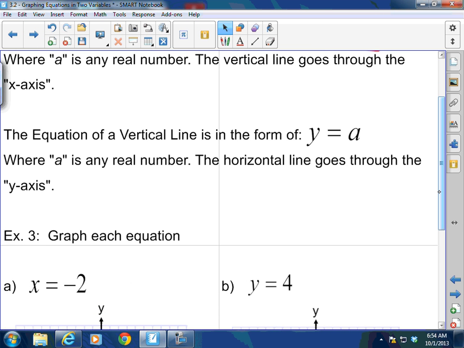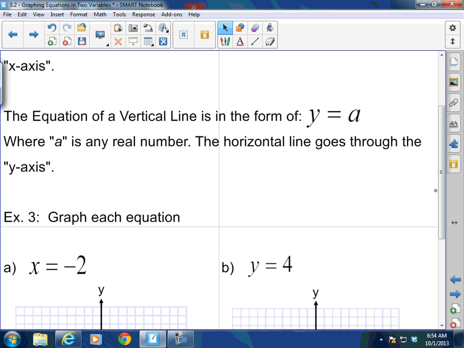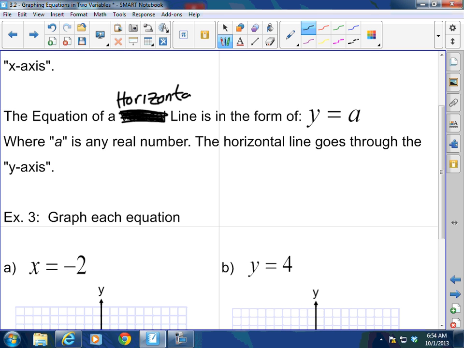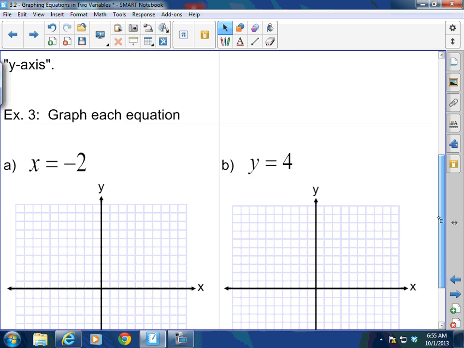The equation of a horizontal line here, this is wrong, this is a typo. The equation of a horizontal line, please make this change, is in the form of y equals a, where a is any real number. The horizontal line goes through the y-axis. Best way to learn this is just to look at an example.